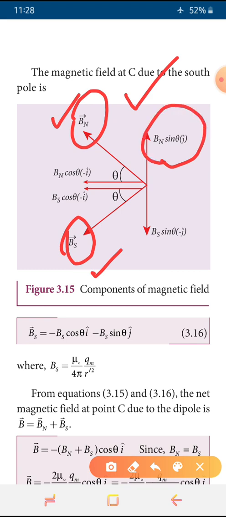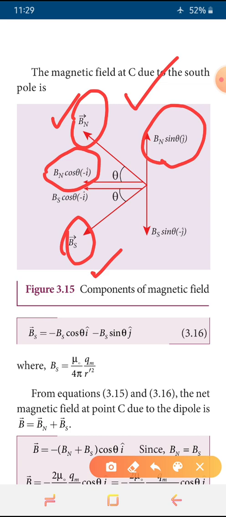One is Bn sin theta j cap. Why is it plus j cap? It is acting along the y direction, just compare with the figure 3.14. The next component of the Bn vector is Bn cos theta minus i cap. Again, compare with the figure 3.14 representation.